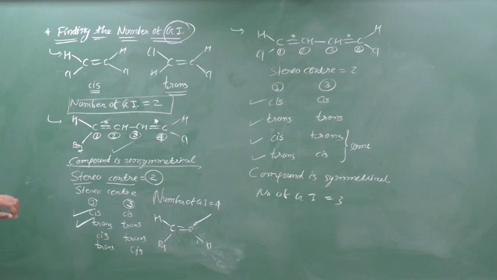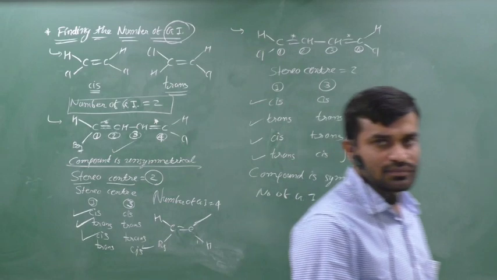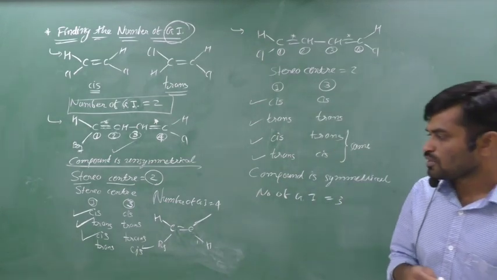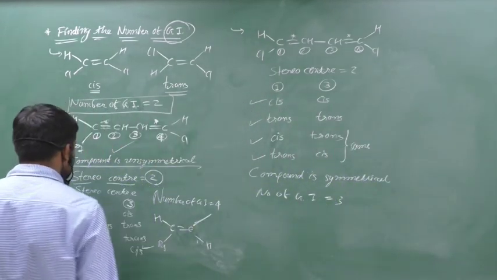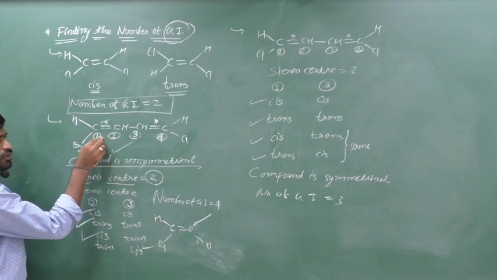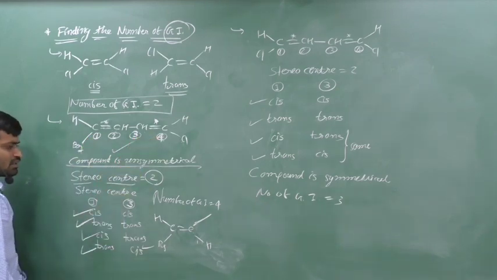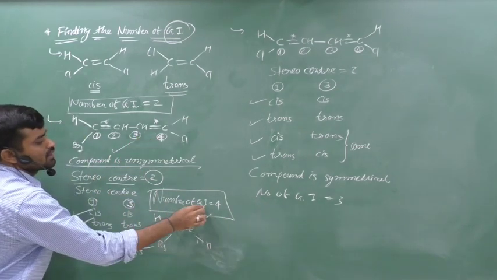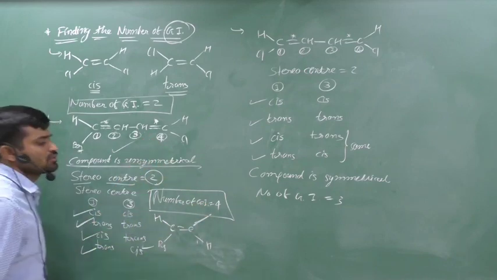Now if you think about it, the first is in a cis form and the second one is in a trans form. Therefore it is also one possibility because both are different. Clear? And suppose you think about the fourth possibility, this is in a trans form and this is in a cis form. Therefore you can say that the number of geometrical isomers for this compound is 4.